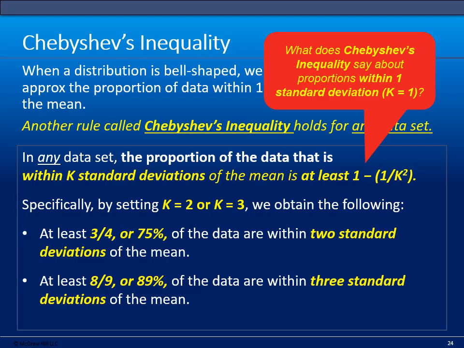So you notice here we can't really use 1, because if we have 1 minus 1 over 1 squared, we get 0. And so this doesn't provide any insight into proportions within 1 standard deviation.